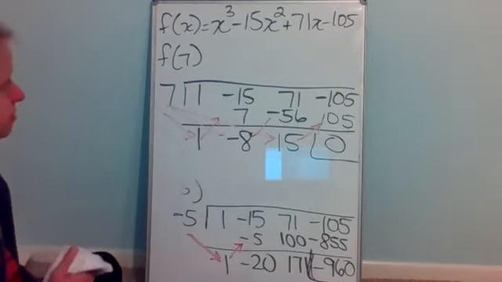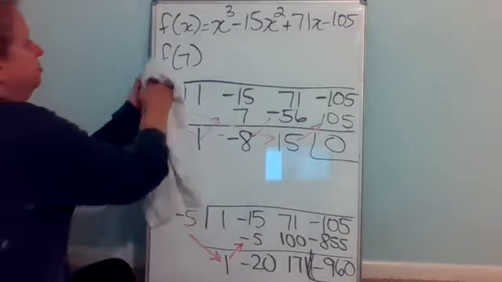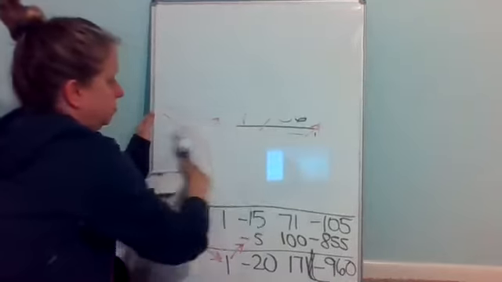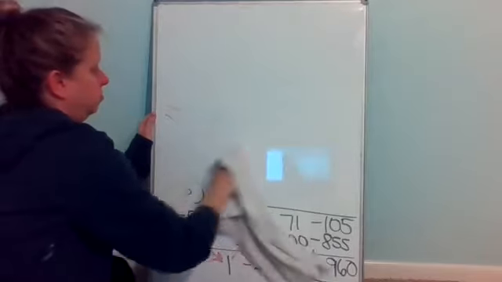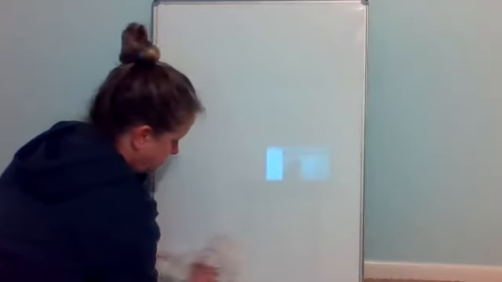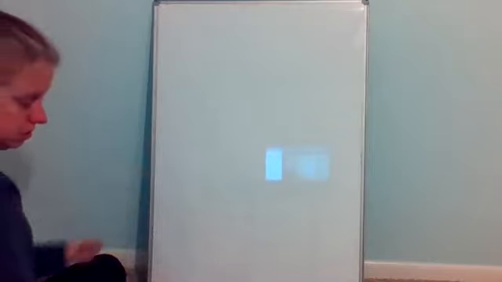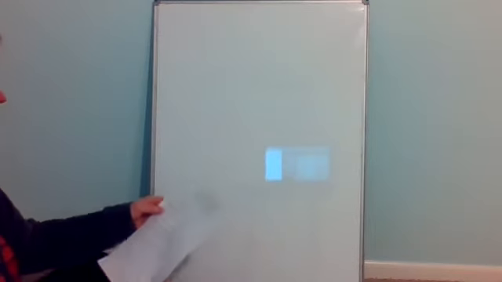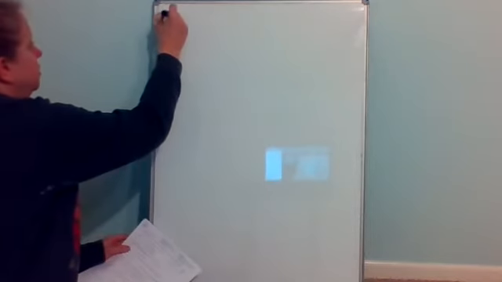All right, number 2. The function is f of x equals x to the 4th.